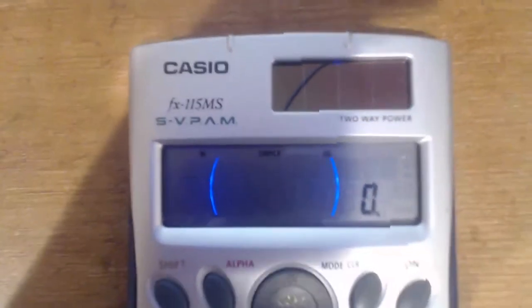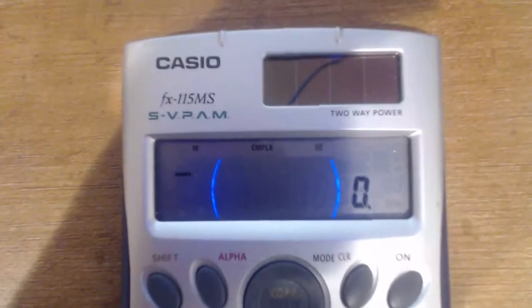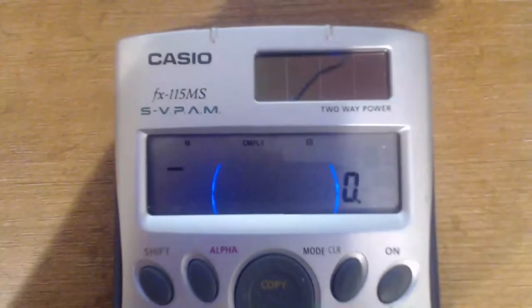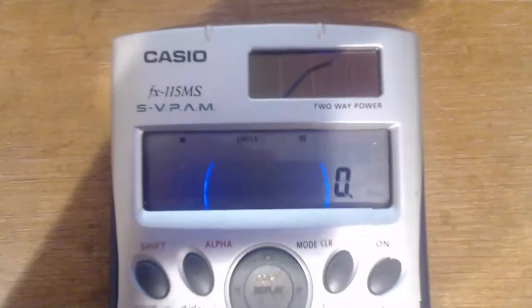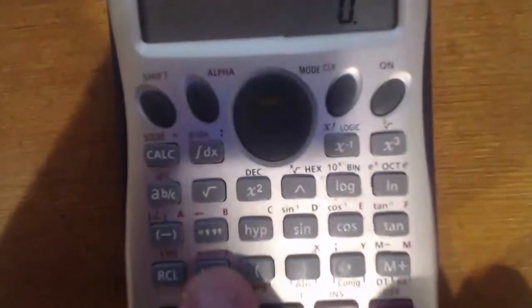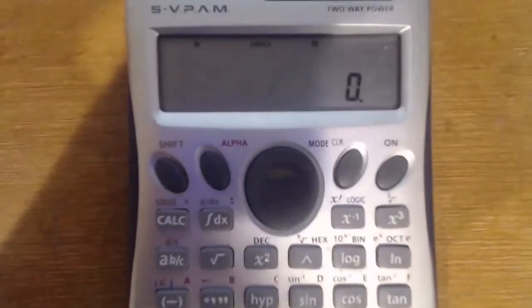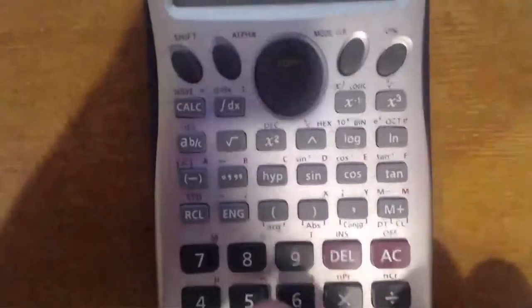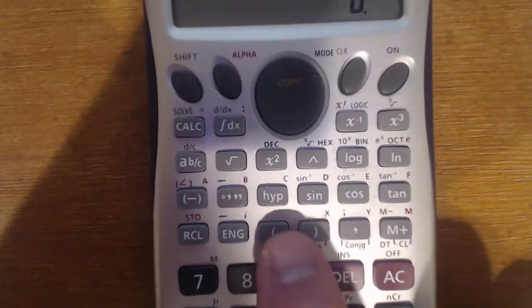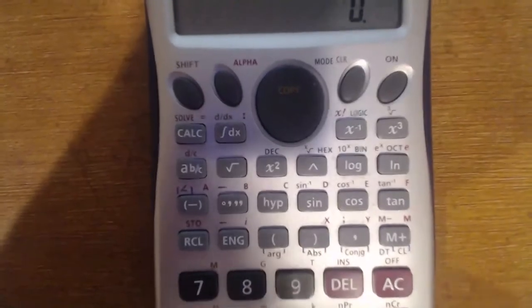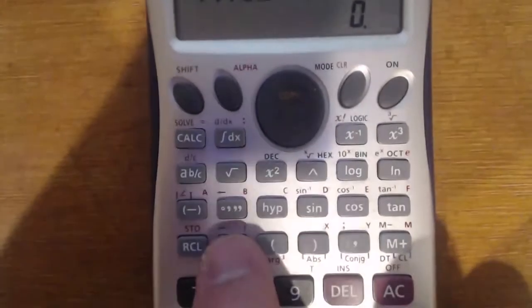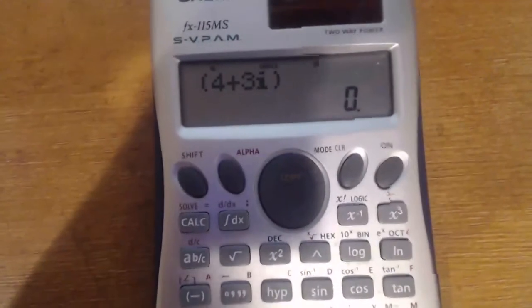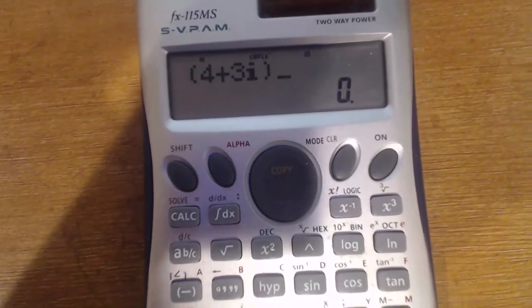As far as entering complex numbers, there are really only a couple buttons you need. If you want to enter a complex number in rectangular mode, you basically use this button here, which gives you the imaginary part. So for example, if you want to enter 4 plus 3j or 4 plus 3i, and I like to use these parentheses, I think it helps, you do 4 plus 3i. Okay, that enters it that way. And that gives you the complex number in rectangular form.